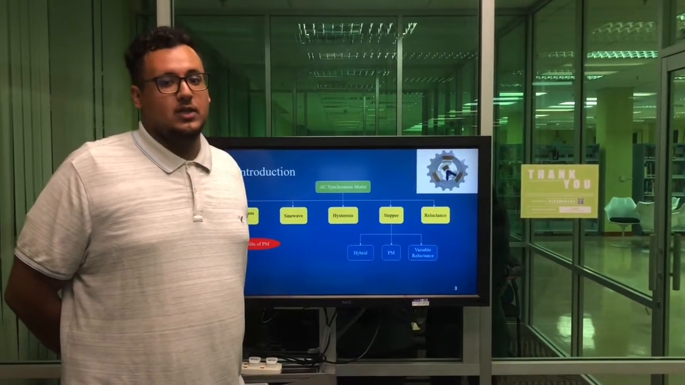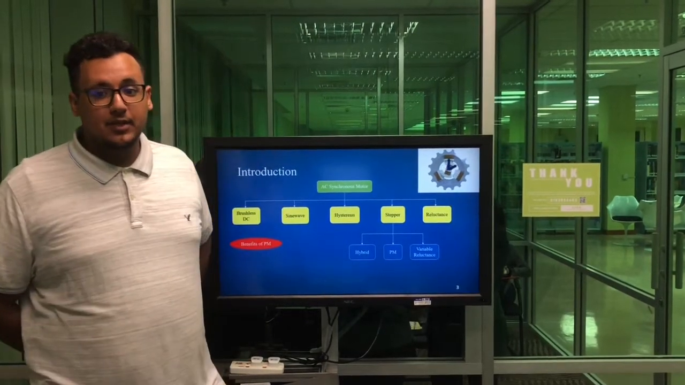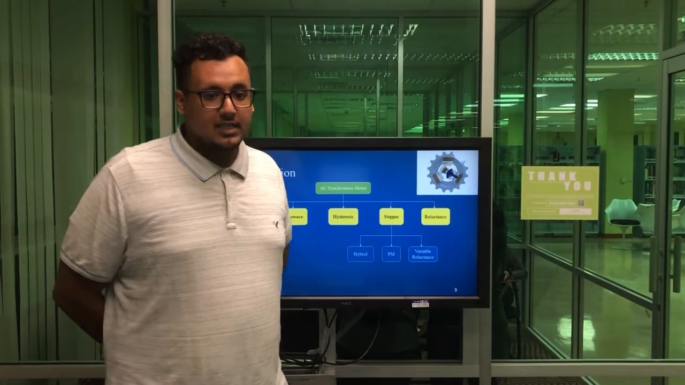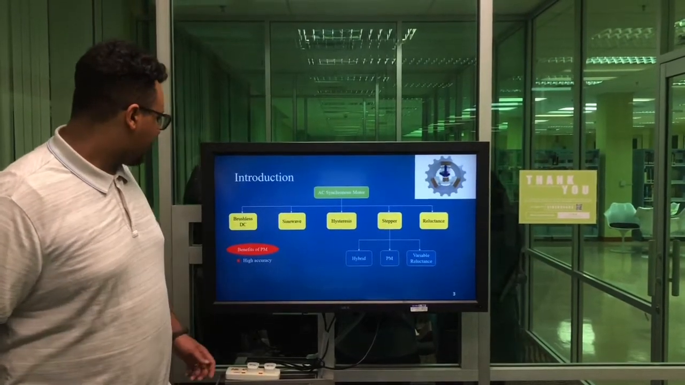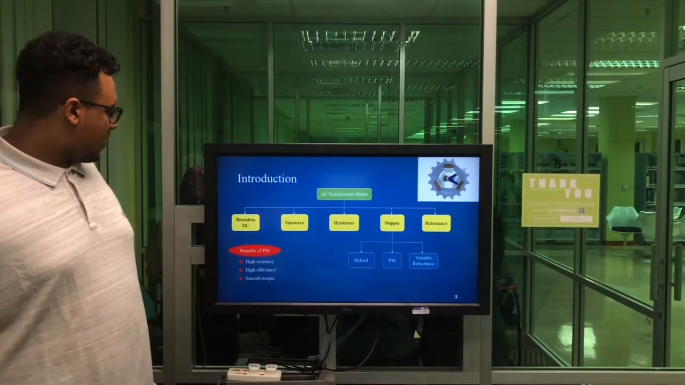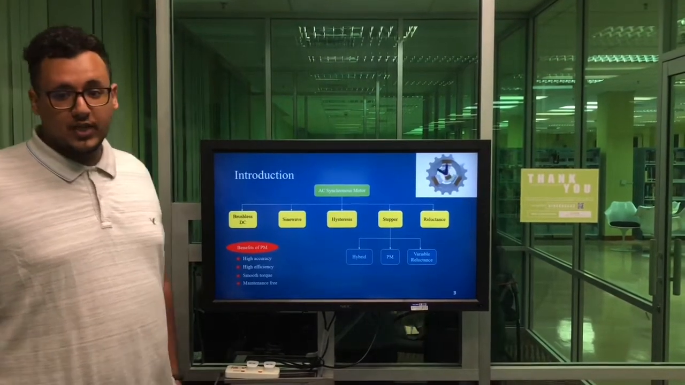Why do we choose to use the permanent magnet motor? Because the permanent magnet has high accuracy, high efficiency, smooth torque and is maintenance free.